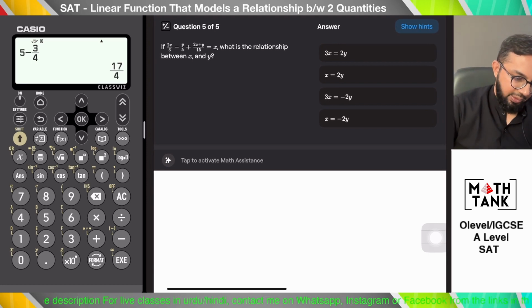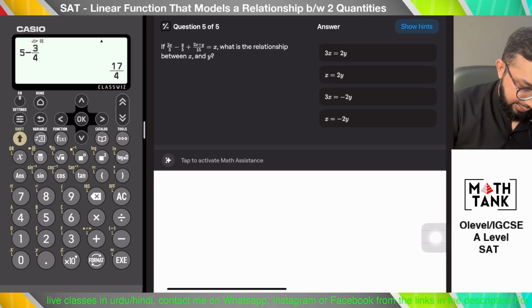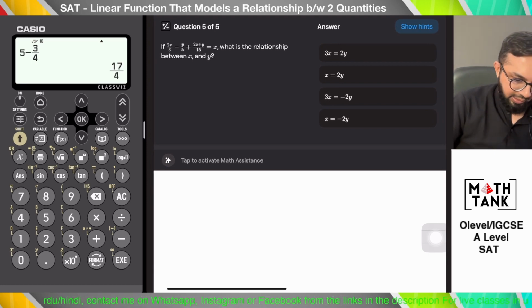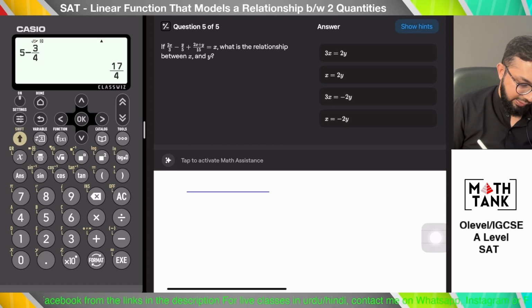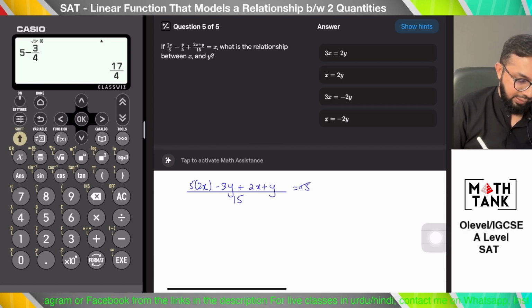Question number 5, (2x minus y) over 3. What is the relationship between x and y? So I need a simplified relationship. I will take a common denominator that I can see is 15. So I'm going to write 15. This gets multiplied with 5, so 5 times (2x minus 3 times y) plus (2x plus y) equals 50 equals x.